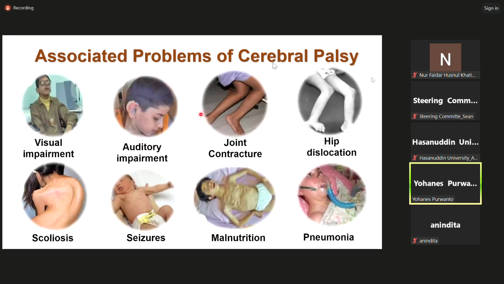The associated problems of cerebral palsy include visual impairment, where some children have difficulty in visual function, and auditory impairment. Musculoskeletal problems include joint contracture, hip dislocation, and also postural problems like scoliosis. And then seizures, malnutrition, and the most dangerous complication or associated problem in cerebral palsy is pneumonia. It is a severe respiratory problem.